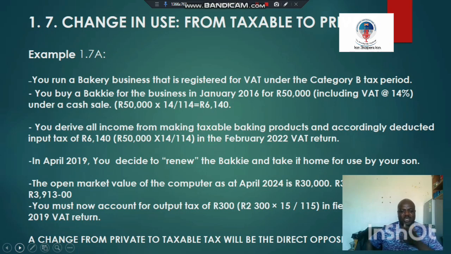And it is because 14 is the VAT rate. That's the formula: VAT rate over price plus VAT rate. Your price is 100%, and the VAT rate is 14% on top of your price. That's how it comes about. You derive income, remember, you use your buggy to run your bakery. That's the purpose. That's why you claim that 6,140. SARS gives it back to you.